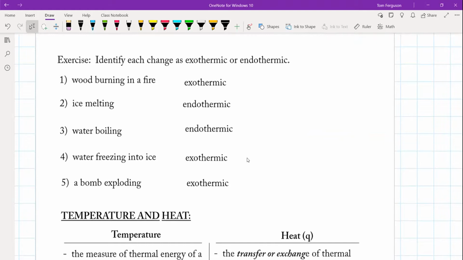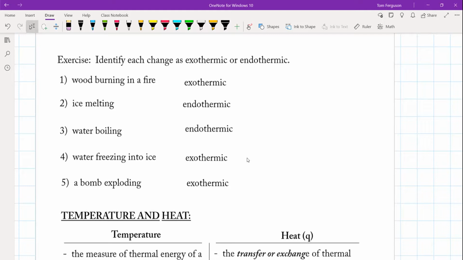Now, some of these you may not be aware of. Wood burning in a fire obviously is exothermic, it heats up. A bomb exploding, gosh, it's exothermic. But another interesting idea is what happens when ice melts? Will ice melt by itself? No. Why? You need to raise the temperature. Yeah, and usually it's raised by sitting on the counter. It's raised by sitting in water.